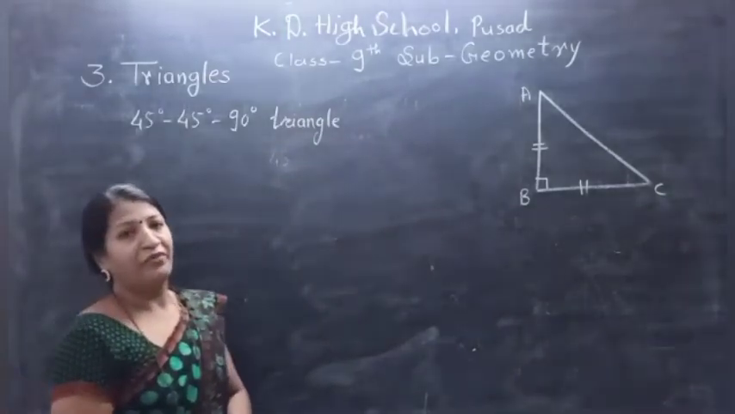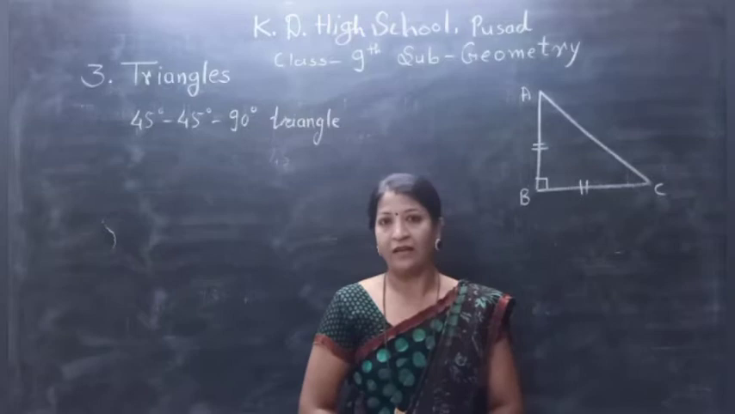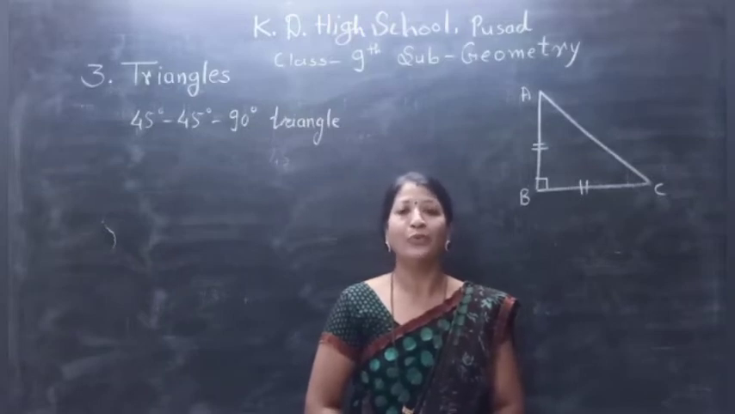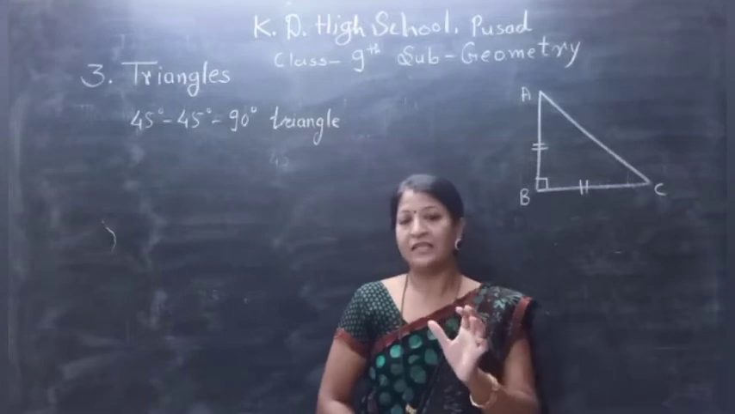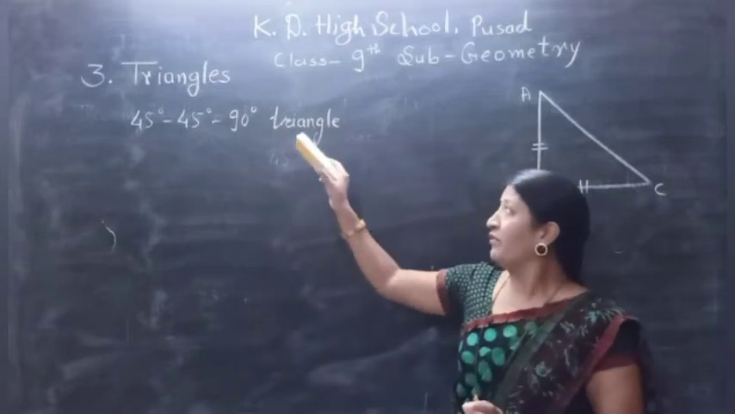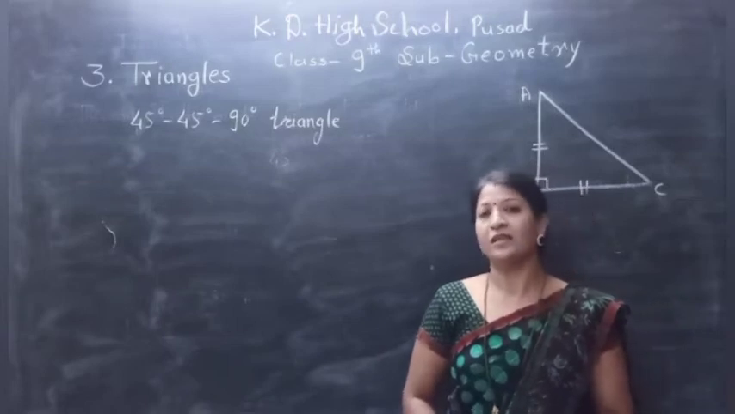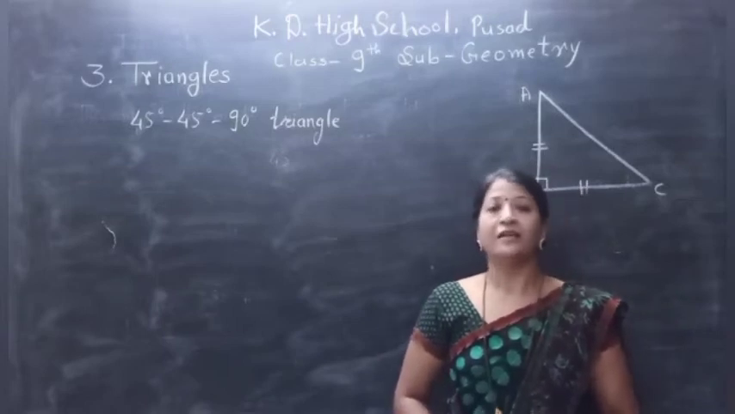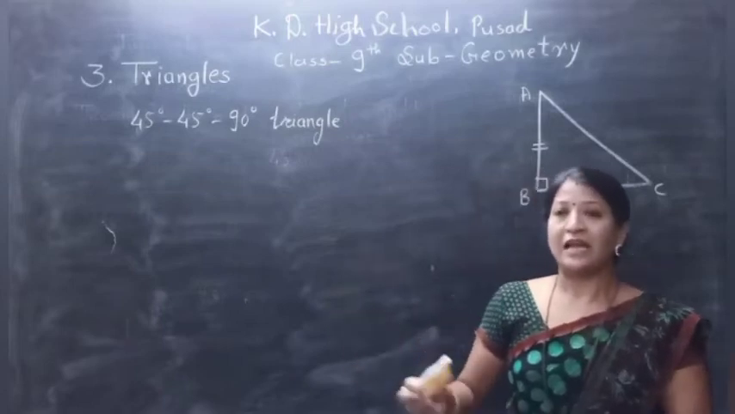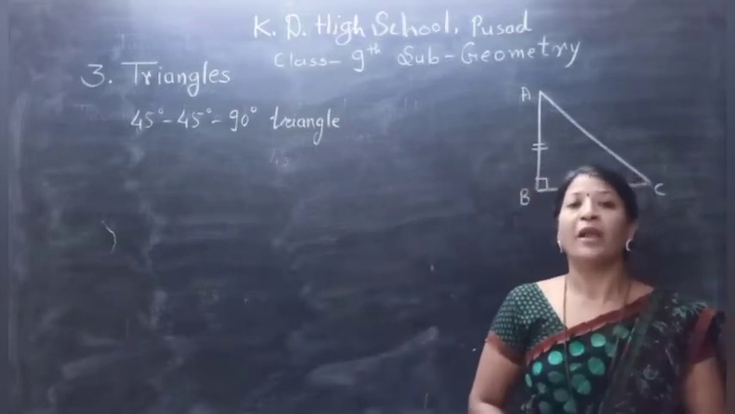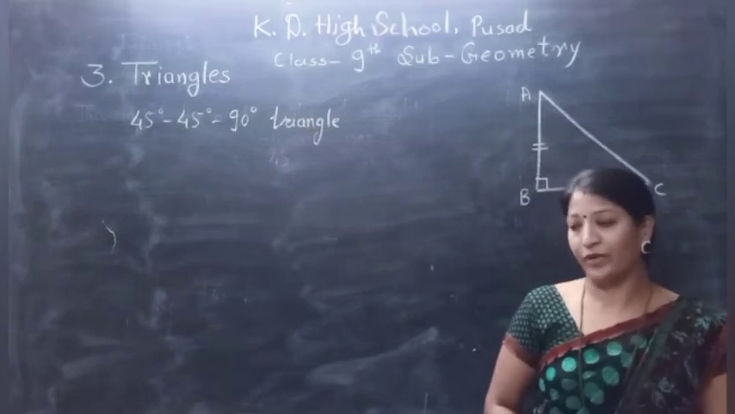In case of a 45-45-90 triangle, the sides making right angles are 1 by root 2 times the hypotenuse. That we have to prove here. What is the statement? A 45-45-90 triangle means an isosceles right angle triangle, and in an isosceles right angle triangle the sides making right angles are naturally congruent. The sides making right angles are 1 by root 2 times the hypotenuse. That we have to prove here.